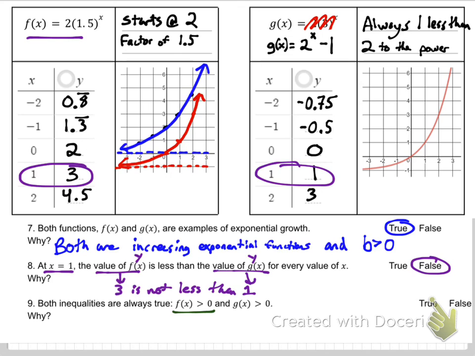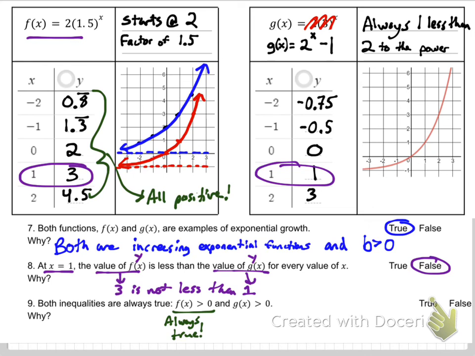Now, both inequalities are always true, and I wrote down two inequalities here so we could think about this. F of x is greater than 0. What that means is that the y value is greater than 0. Look at this. All of those are positive. So that statement is actually true. Remember, our horizontal asymptote is the x-axis. That means that this function never drops below the x-axis. It just gets closer and closer to 0. So all of those are positive.